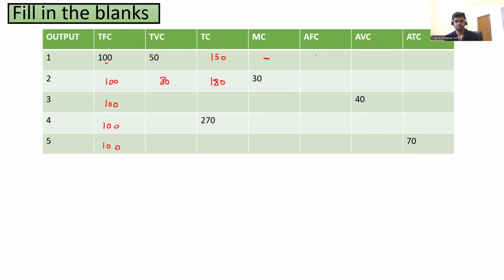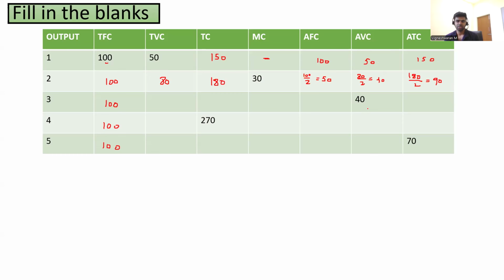For average fixed cost, we can fill these values also. Average fixed cost is nothing but total fixed cost divided by quantity. So it is 100 by 1, that is 100. Average variable cost is 50 divided by 1, that is 50. Average total cost is 150 by 1, that is 150. Now for the second, for 2 quantity output, average fixed cost is 100 divided by 2, that is 50. This is 80 by 2, that is 40. It is 180 divided by 2, that is 90. Okay, we filled these two values.